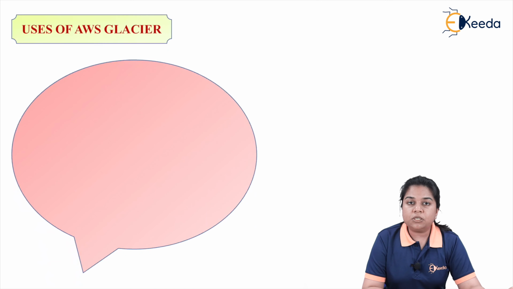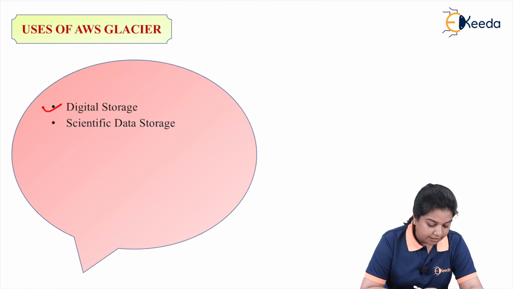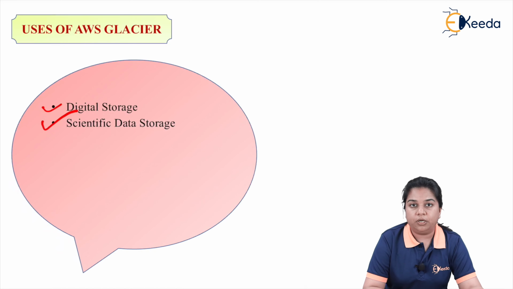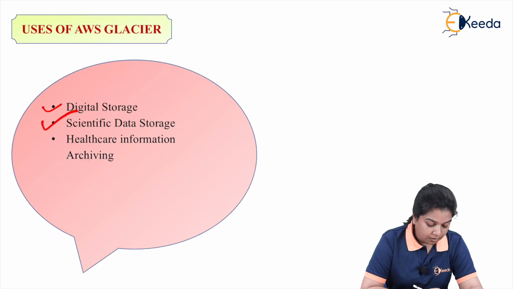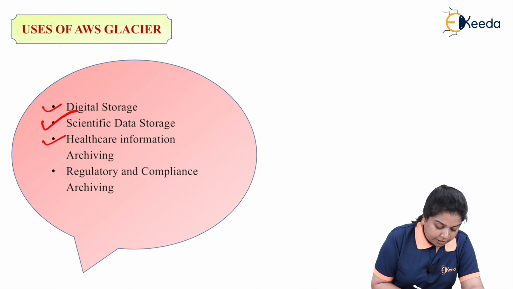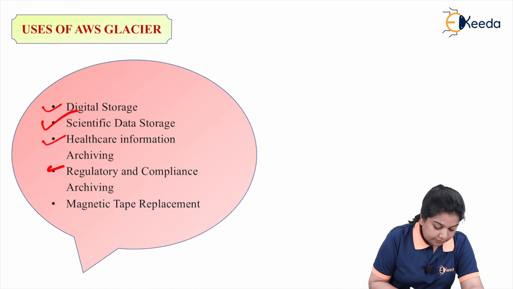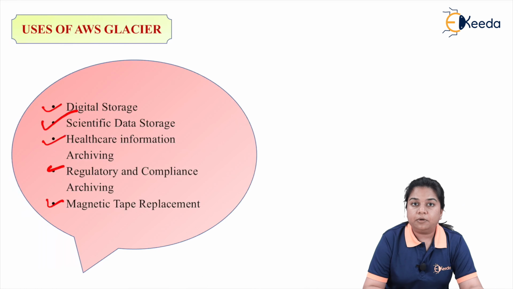Then, what are the uses of Amazon Glacier or AWS Glacier? First one is digital preservation, then scientific data storage, healthcare information archiving, regulatory and compliance archiving is another use of Amazon Glacier, then magnetic tape replacement.